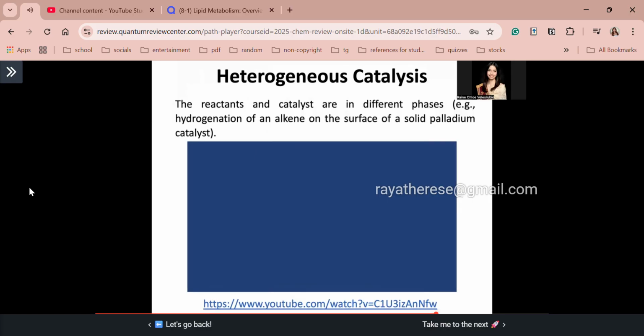Okay, so for example, in your hard chem, you will discuss the hydrogenation of alkene. Now, when alkene undergoes hydrogenation, and it is done on the surface of a solid palladium catalyst, it will undergo much faster. Of course, your solid palladium is solid, right? So, guys, to learn more about heterogeneous catalysis, kindly watch this video first.